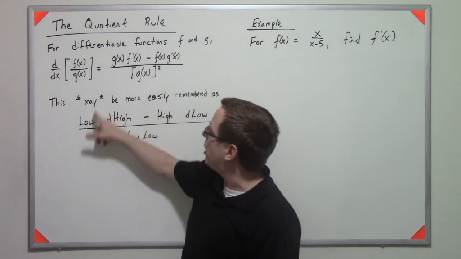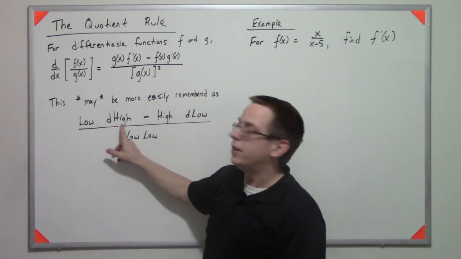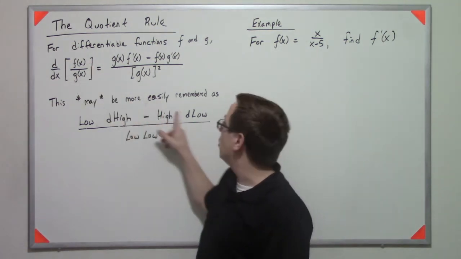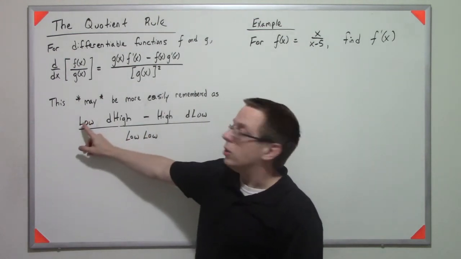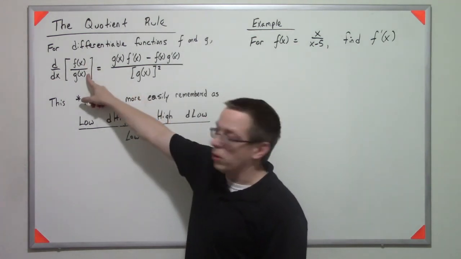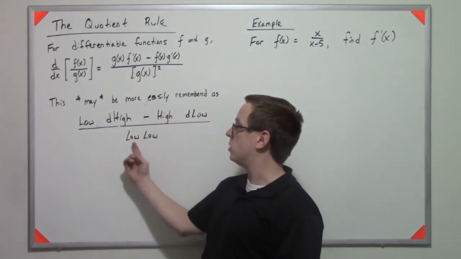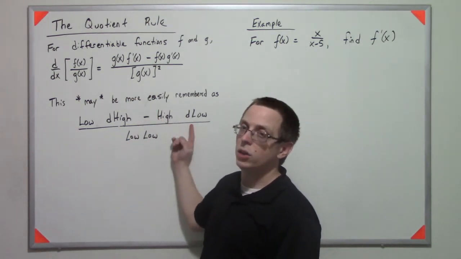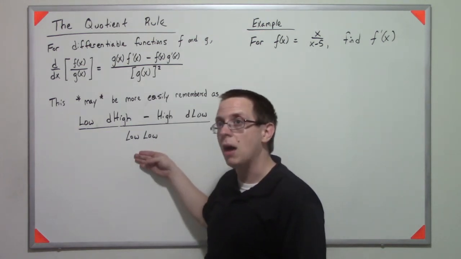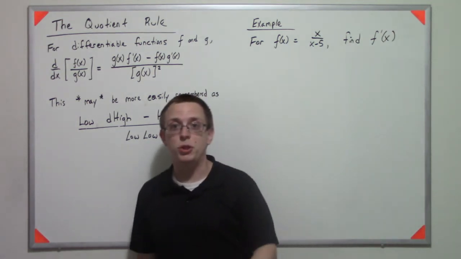So I'll take the denominator times the derivative of the numerator, low d high, and then I subtract high, which is just the numerator, d low. So low derivative of the high minus high derivative of the low, and then this is squared, so it's low low. Low d high minus high d low over low low. Generally speaking, I've found students remember this a lot more easily than they remember this. So take it for what you will.